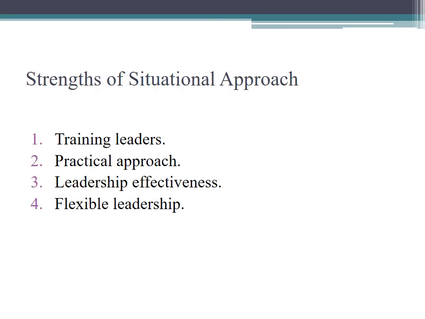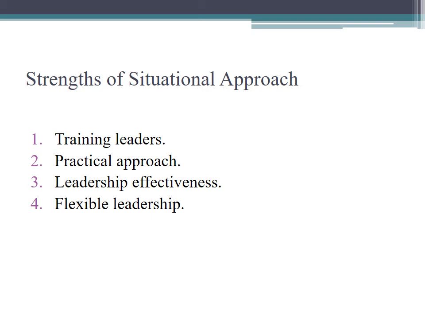Now the strengths of the situational approach. What are the strengths or benefits of the situational approach? The first advantage is training leaders. It means that it is well known and frequently used for training leaders. This approach is frequently used in training procedures. The second one is a practical approach, meaning that the situational approach is practical. It is easy to understand and apply across a variety of settings. It can be easily understood.